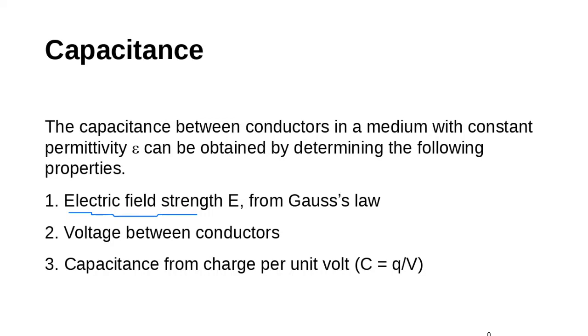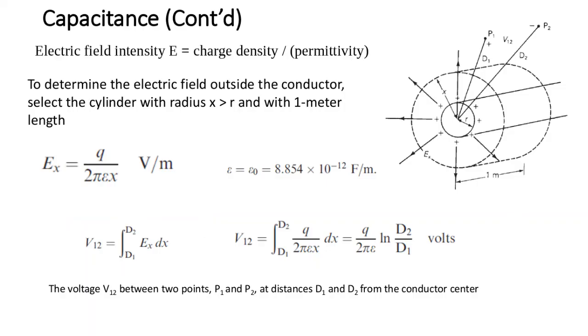Therefore, this is how we drive our thinking. To find the capacitance, we need to deal with charge and voltage. Therefore, we need to find the charge, and we need to find the electric field. The electric field is simply the charge Q over 2 pi epsilon x, where x is the distance between, for example, two points, P1 and P2.